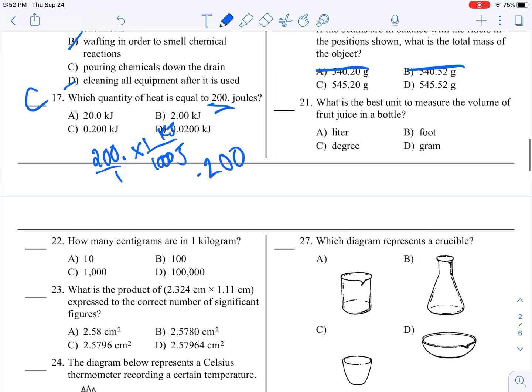The volume of fruit juice in a bottle would be liters. Foot is not metric. It would be length, though. Degree is temperature, and gram is mass.